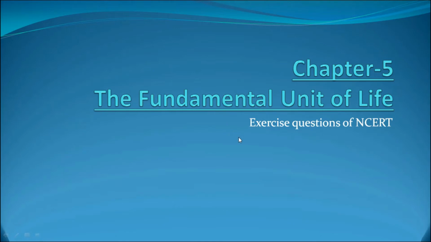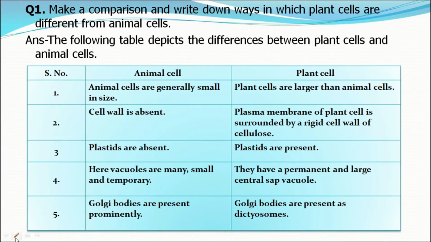So students, in this session we are going to discuss exercise questions of chapter The Fundamental Unit of Life. So let's start. Your first question is, make a comparison and write down ways in which plant cells are different from animal cells. That means you have to find out the differences between plant cells and animal cells.